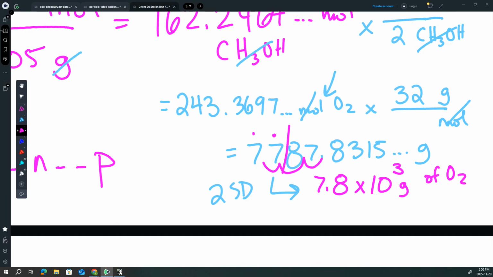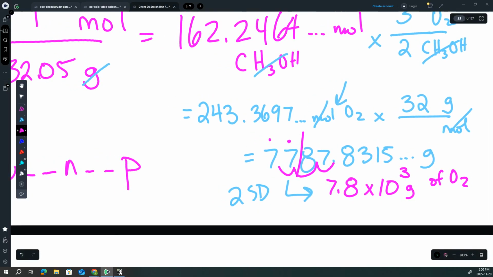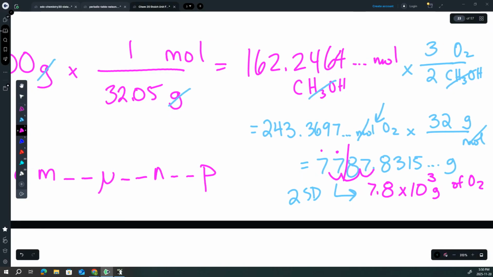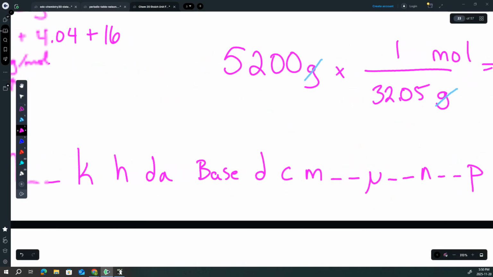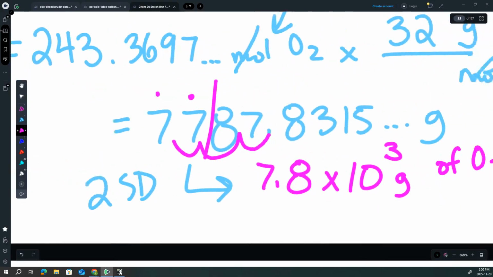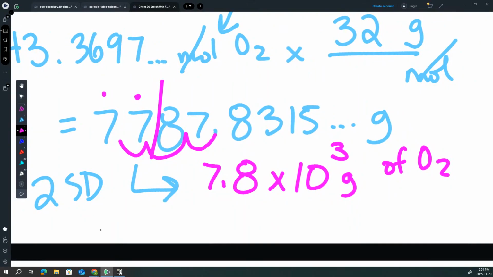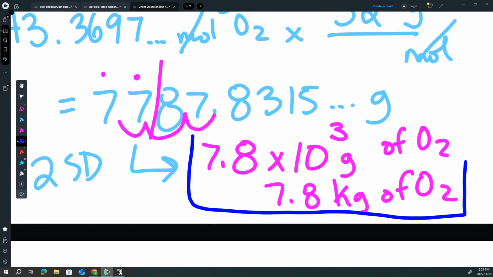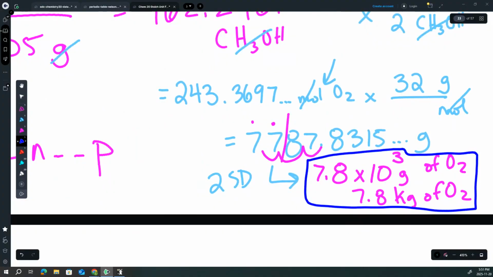So this is going to be grams of oxygen. Another way you could represent this, because there's 1,000 grams in a kilogram, is as kilograms. If you divide this by 1,000 to get into kilograms, it's just going to be 78 kilograms of oxygen. So both answers are acceptable because the question didn't specify what units it wanted mass in. So either or is good.